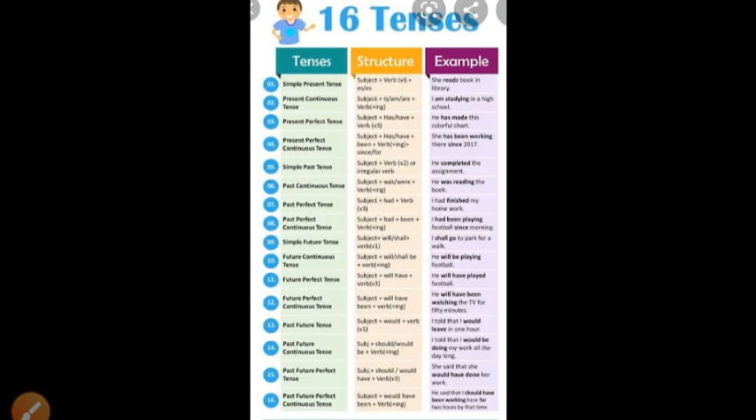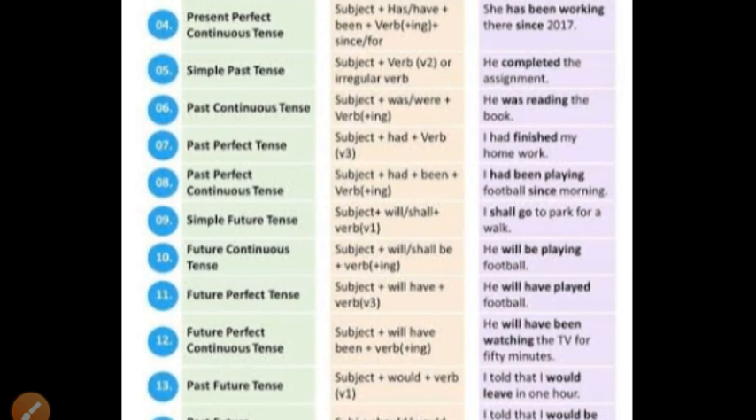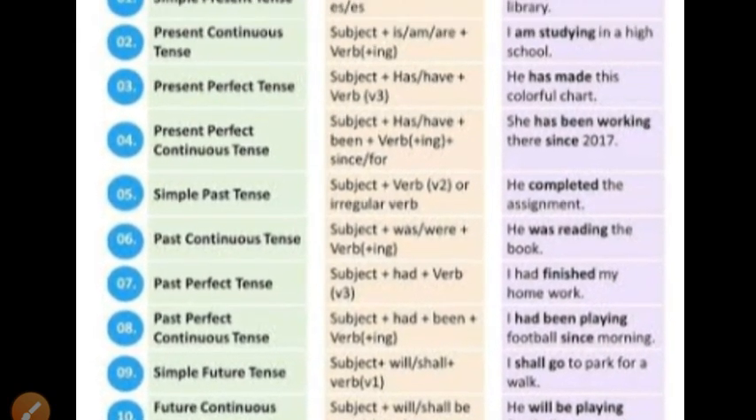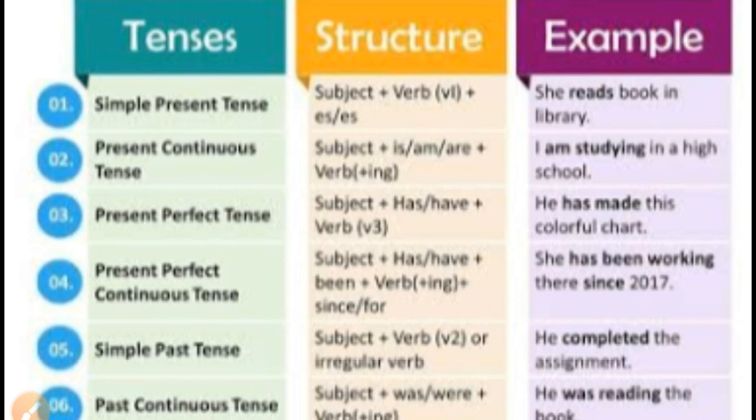See here, 16 tense forms have been given. Basically, there are 12 tense forms. Rest 4 I'll explain to you. They are somewhat different. So let's study the tense forms.